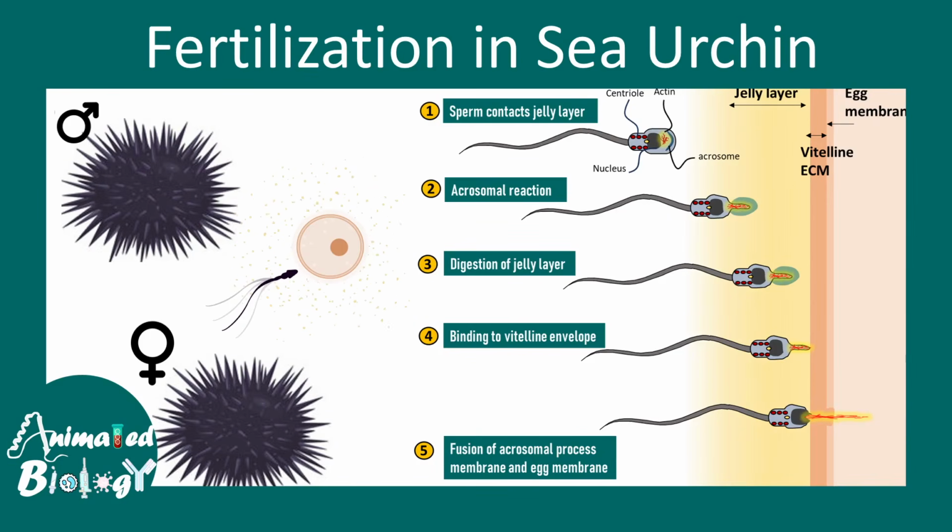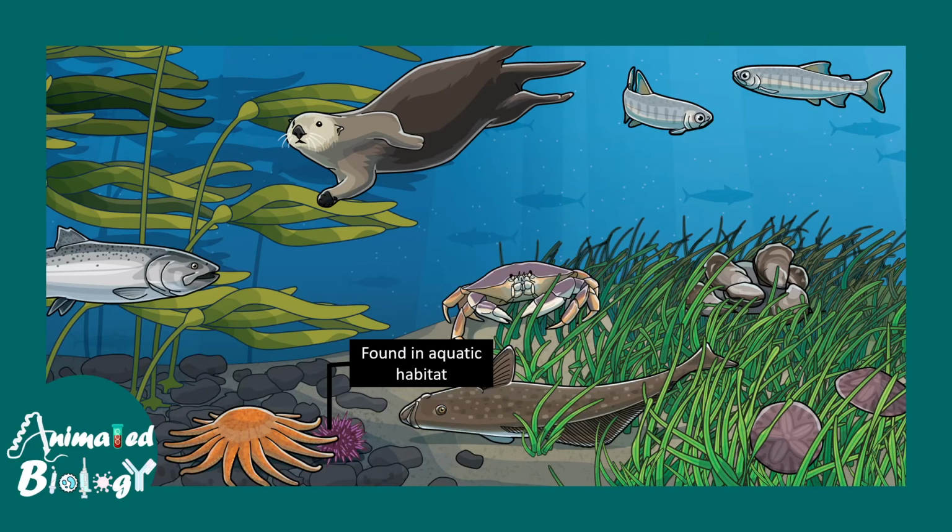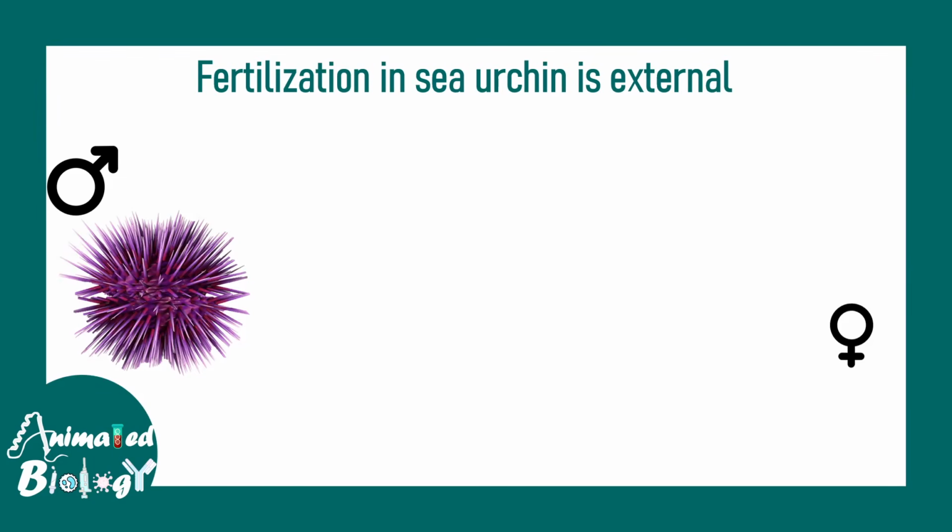In this video, we'll be talking about fertilization in sea urchin. So sea urchin is an aquatic animal found mostly in the sea and in the nearby region of the shore. Basically, fertilization of the sea urchin is external fertilization. That means the fertilization is happening outside the body, not inside the body.